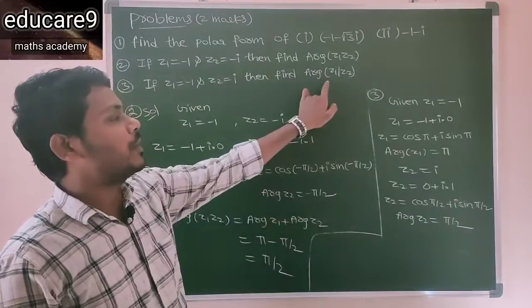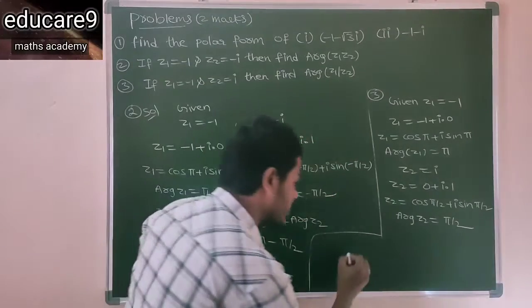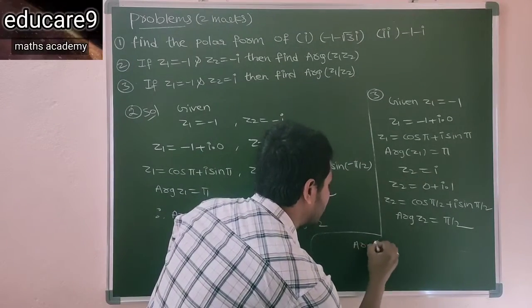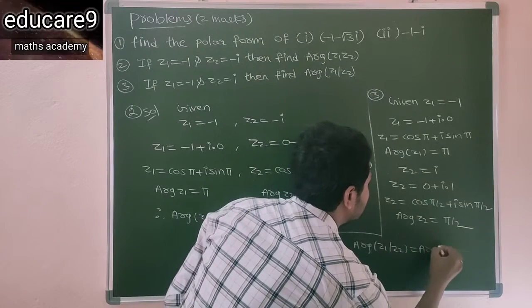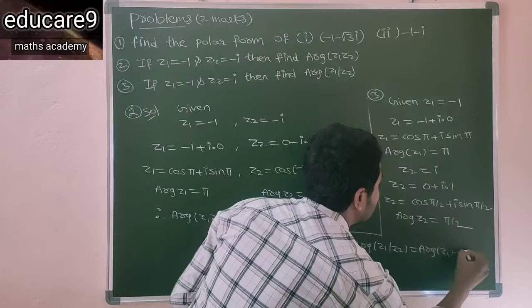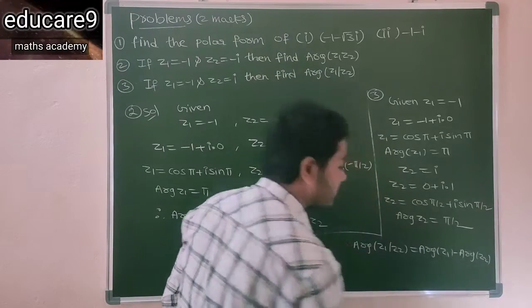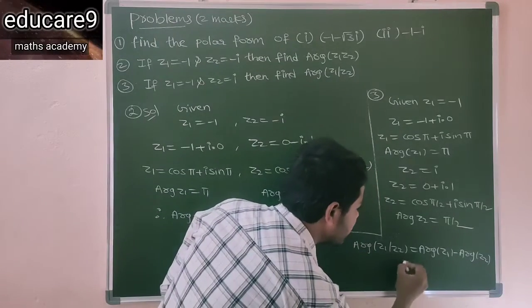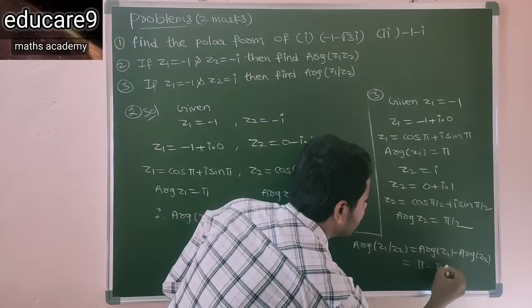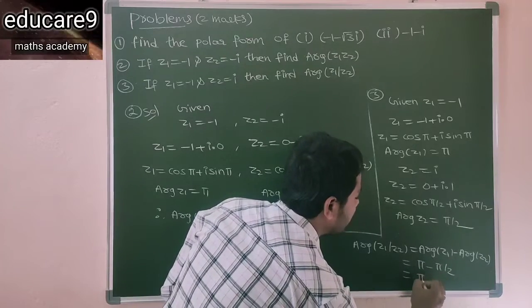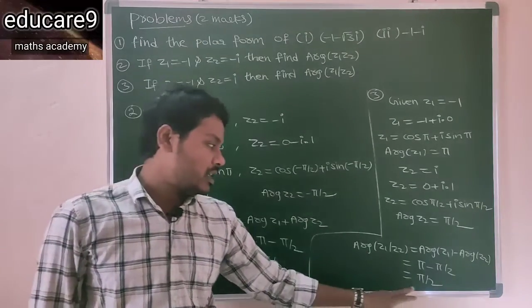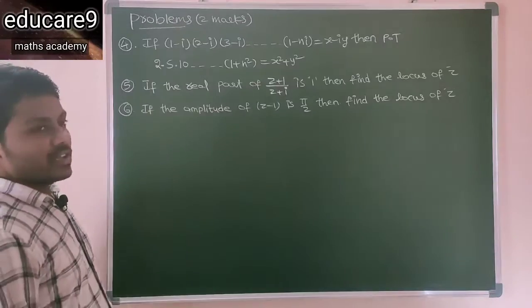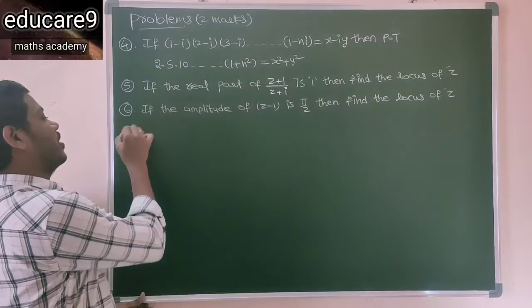Now find argument of z1 by z2. So argument of z1 by z2 is what? Argument of z1 minus argument of z2. So that is pi minus pi by 2. You will get pi by 2. So therefore argument of z1 by z2 value is pi by 2. So see the next one.